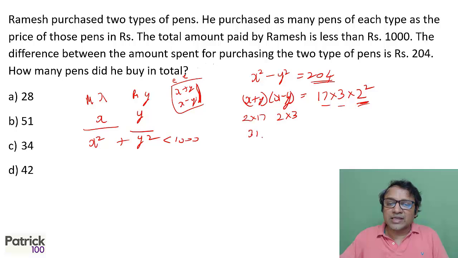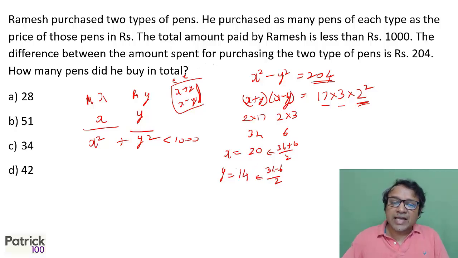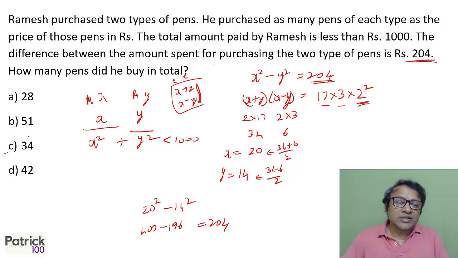Let's try with this 34 and 6. If I have 34 and 6, x plus y is 34, x minus y is 6, then you will get x equal to 34 plus 6 upon 2, which is 20. And y is 34 minus 6 upon 2, which is 14. So let's check it satisfies. 20 square minus 14 square is 400 minus 196, 204, it satisfies. And the sum of their squares is less than 1000. So the total number of pens bought is 34. 20 plus 14, 34.